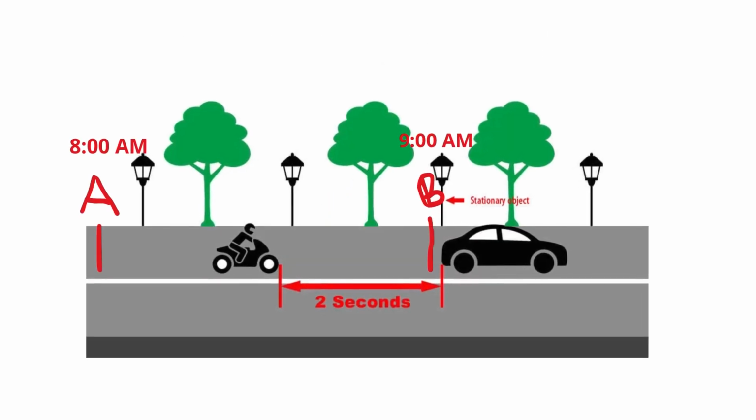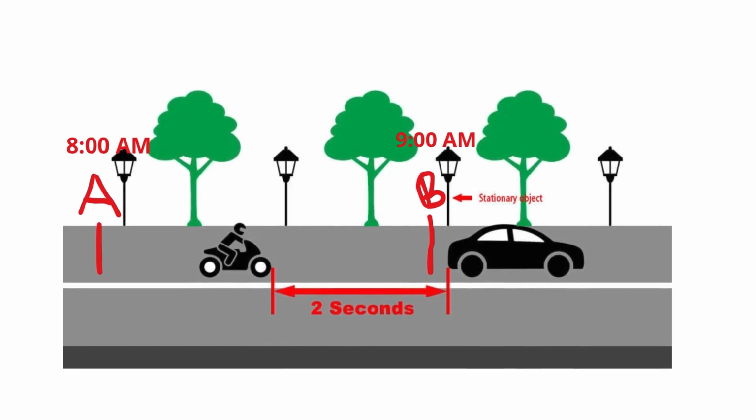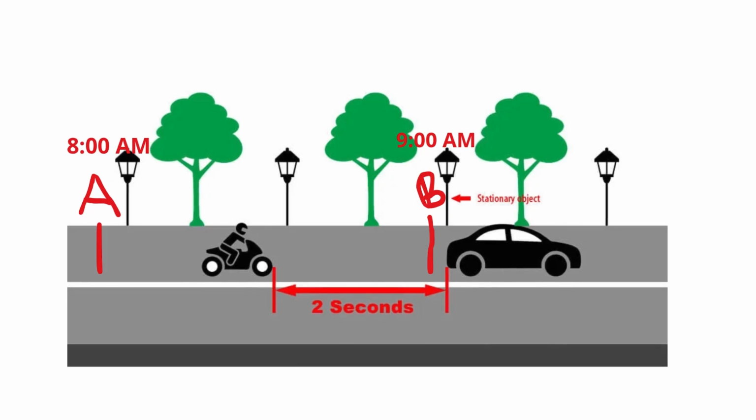The distance between a and b is 60 kilometers. So, if we do the math, your average speed over the trip is 60 kilometers divided by 1 hour equals 60 kilometers per hour.